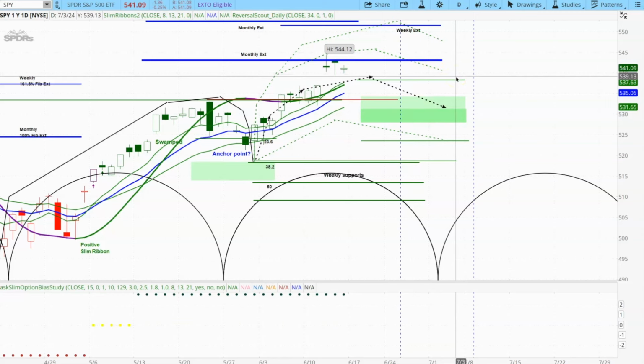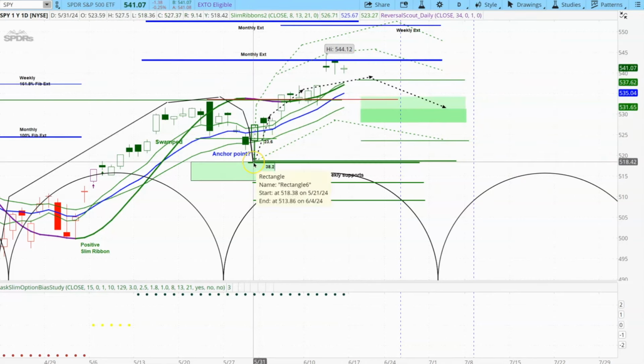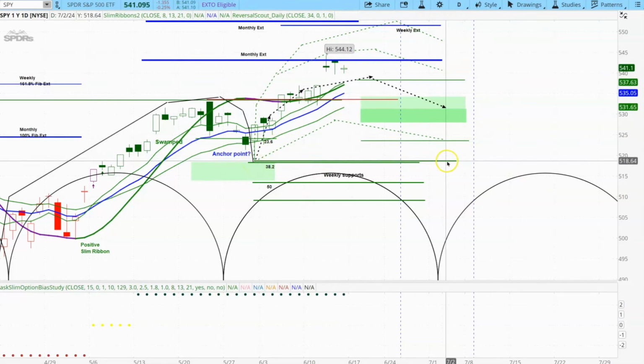When we look at that, if it were to come down to this level, that's the 78.6 at 523, it would warn us that the next rally is not likely to get as high as this one did. If it broke this level here at 518, that's where that cycle low was, it would tell us that the intermediate peak was being set.